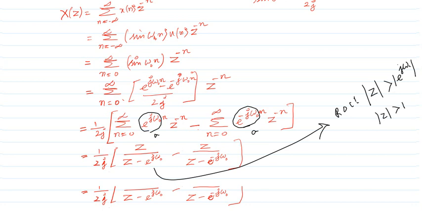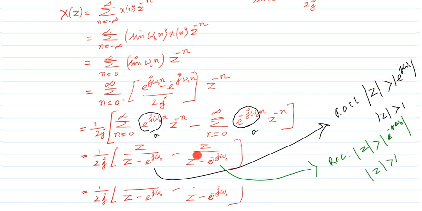Because e power j omega naught is nothing but cos omega naught plus j sin omega naught. The magnitude is the square root of cos square omega naught plus sin square omega naught, and cos square plus sin square is 1. Similarly, what about the other ROC? It should be greater than the magnitude of e power minus j omega naught, which is also 1. So for this term the ROC is greater than 1, and for this term also greater than 1. Together, the common region is greater than 1. That's what I have mentioned here.